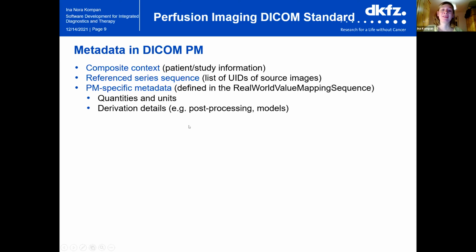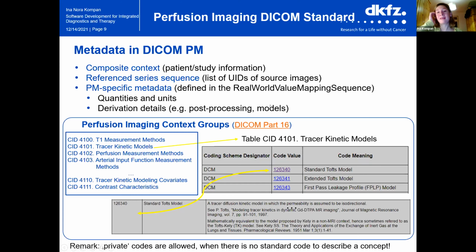However, these derivation details are not provided as free text. What is allowed to go in a DICOM parametric map and what isn't is controlled by so-called context groups. In the DICOM standard there are already a lot of perfusion imaging context groups available, ranging from T1 measurement methods over tracer kinetic models to arterial input function measurement methods.